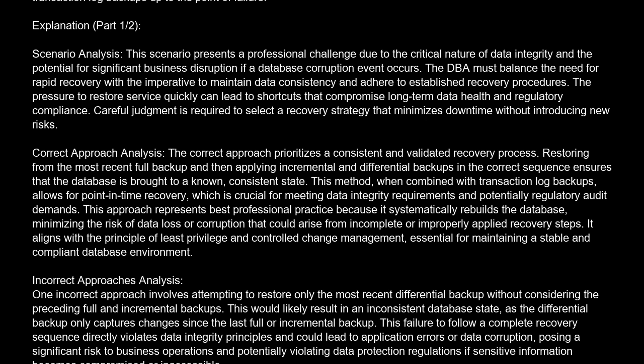environment. Incorrect approaches analysis. One incorrect approach involves attempting to restore only the most recent differential backup without considering the preceding full and incremental backups. This would likely result in an inconsistent database state, as the differential backup only captures changes since the last full or incremental backup. This failure to follow a complete recovery sequence directly violates data integrity principles and could lead to application errors or data corruption, posing a significant risk to business operations and potentially violating data protection regulations if sensitive information becomes compromised or inaccessible.